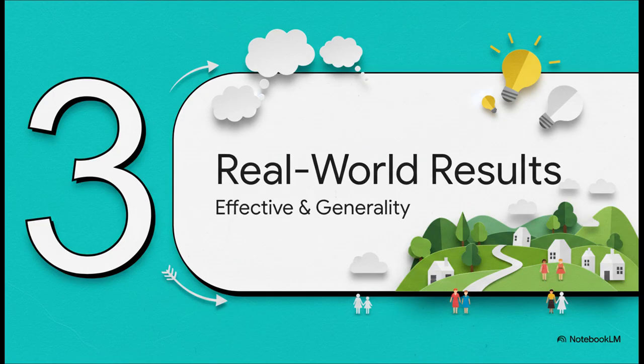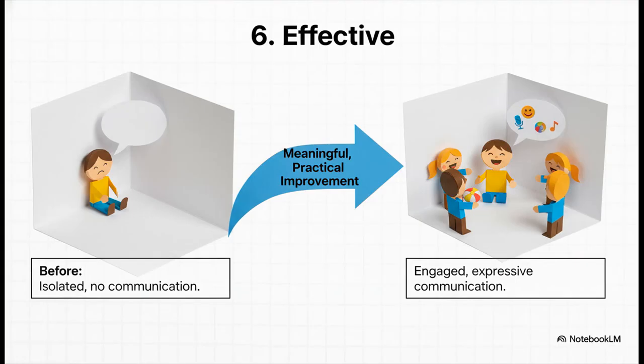All right, we're at the home stretch. And these last two dimensions are honestly the bottom line. After all the science, all the planning, we have to ask, does it actually make a difference in the real world? And that's where effective and generality come in. So, effective. This means the change we create has to be big enough to matter. It has to be a practical, meaningful difference.